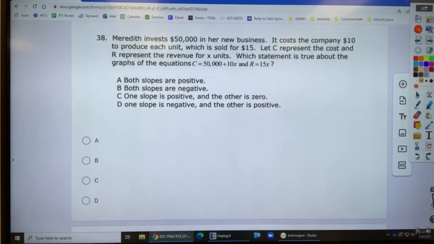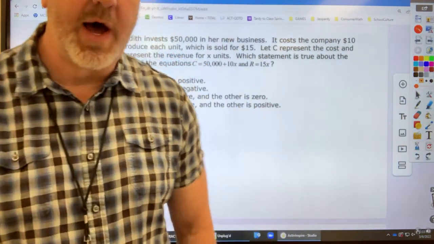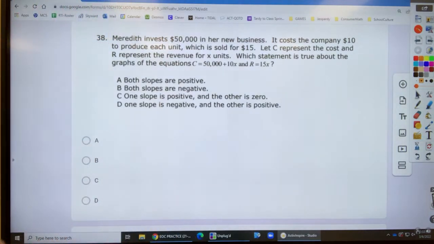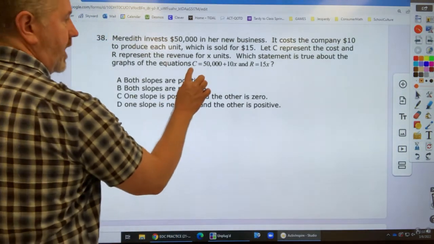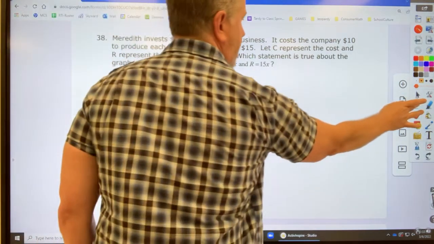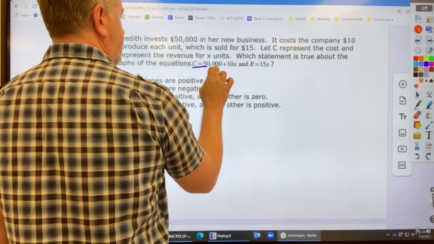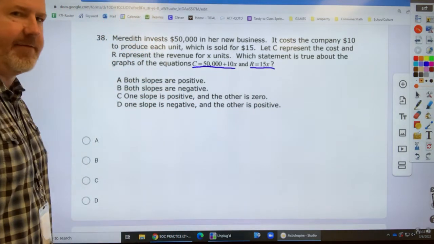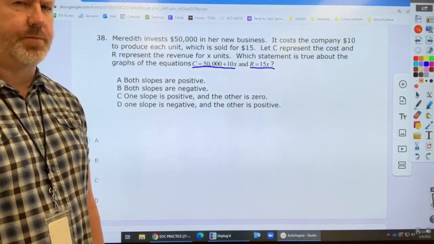Meredith invests $50,000 in her new business. It costs the company $10 to produce each unit, which is sold for $15. Let C represent the cost and R represent the revenue for the units. Which statement is true about the graphs? All that backstory was filler, fluff and stuffing. Doesn't mean anything to what it actually asks. Look at these 2 equations. There's a function right there. There's one of the equations. There's one of the equations.